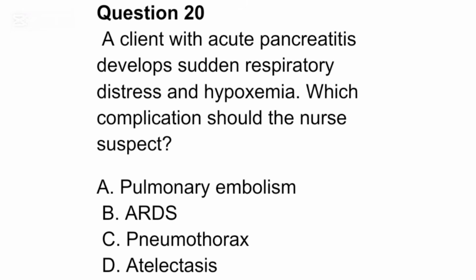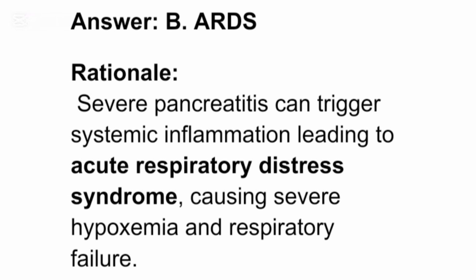Question 20. A client with acute pancreatitis develops sudden respiratory distress and hypoxemia. Which complication should the nurse suspect? A. Pulmonary embolism. B. ARDS. C. Pneumothorax. D. Atelectasis. Answer is B. ARDS. Rationale: Severe pancreatitis can trigger systemic inflammation leading to acute respiratory distress syndrome, causing severe hypoxemia and respiratory failure.